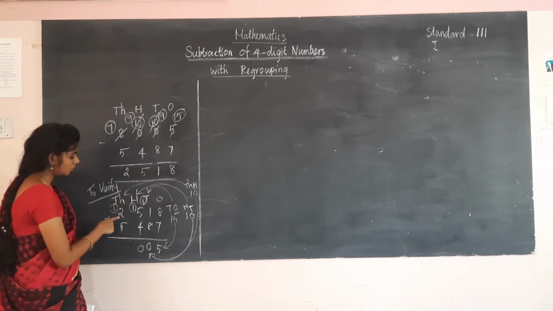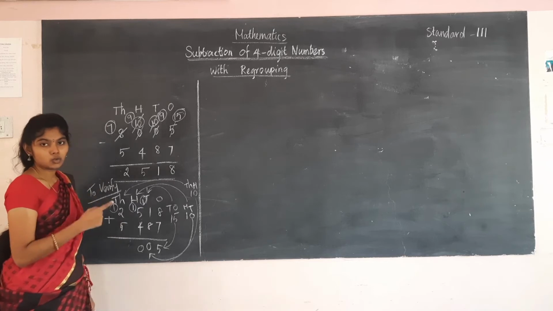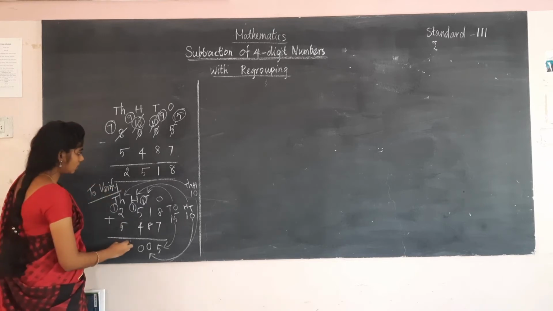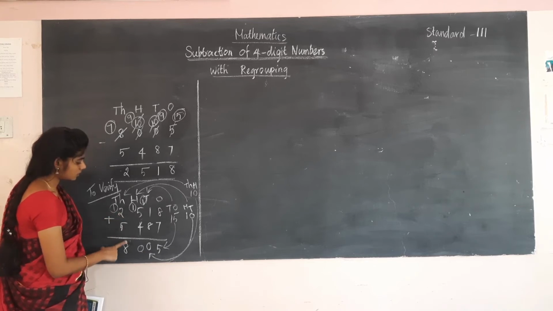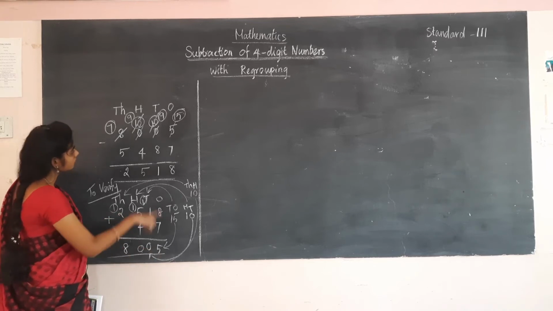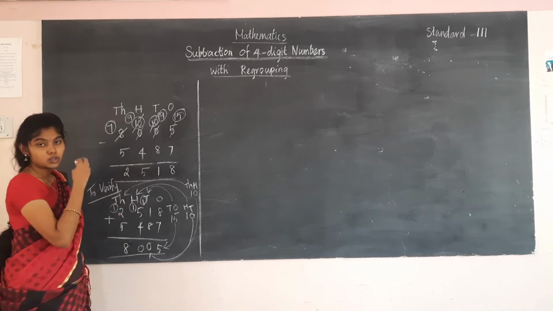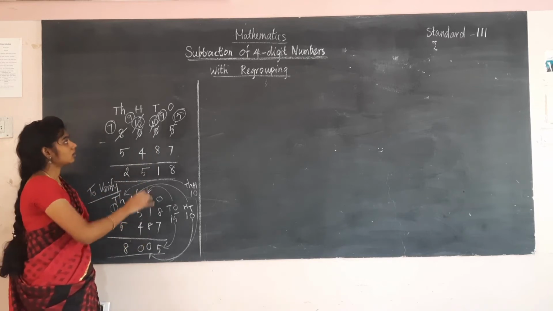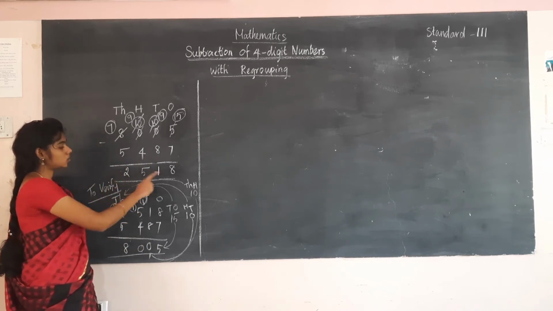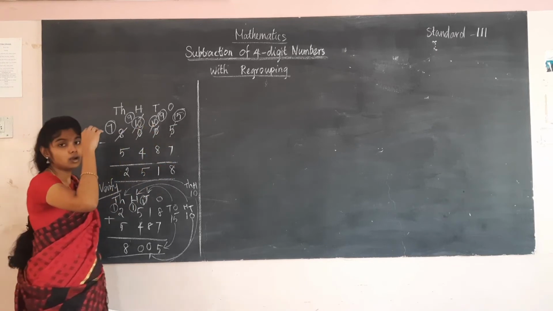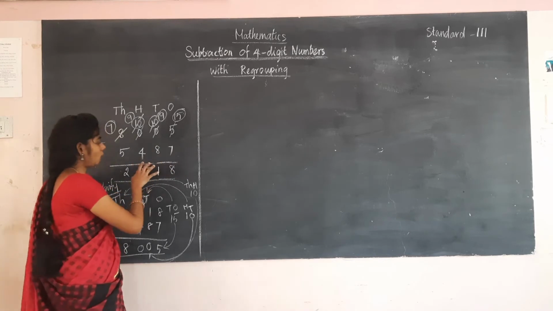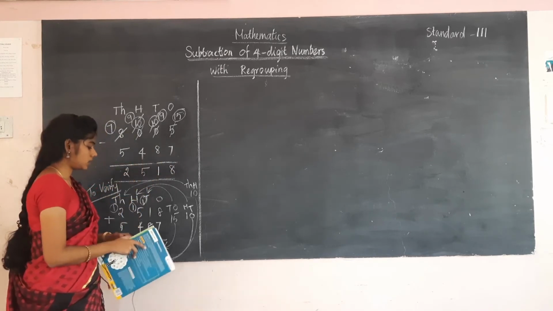So 1000, 2000, 5000. 1 plus 2 is 3, 3 plus 5 is 8. So you got the answer as 8005, which was verified. So this is the thing. First we have to subtract the number this way. First in the ones place, then tens, hundreds and thousands, as we have done for the 3-digit number, this is for a 4-digit number. So you can do it this way.